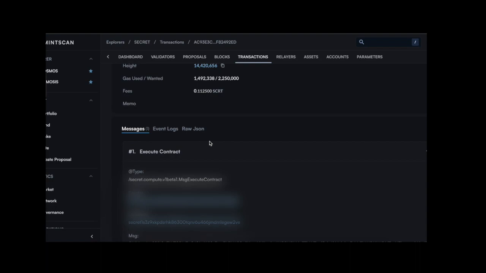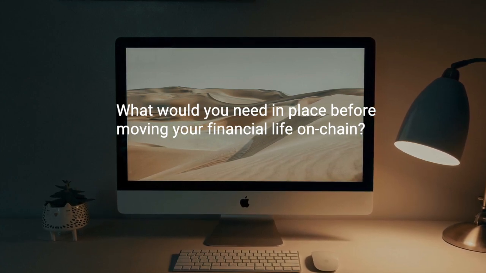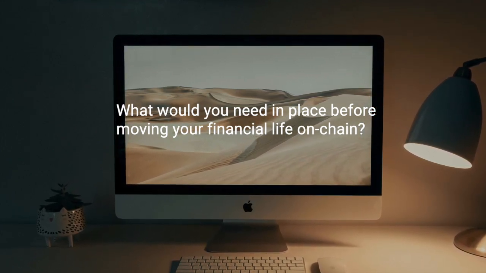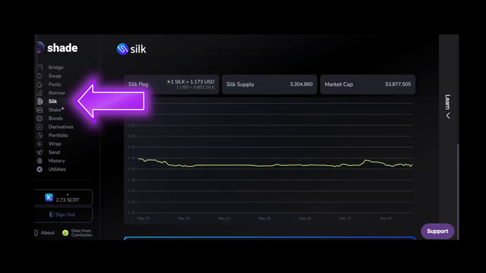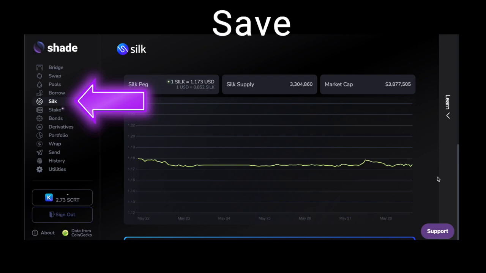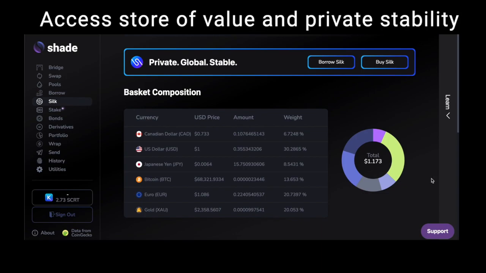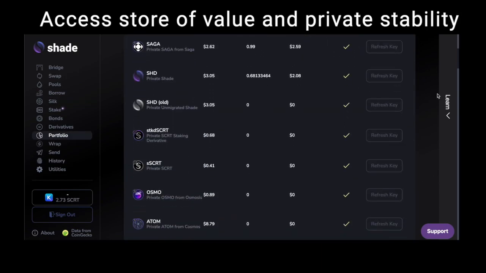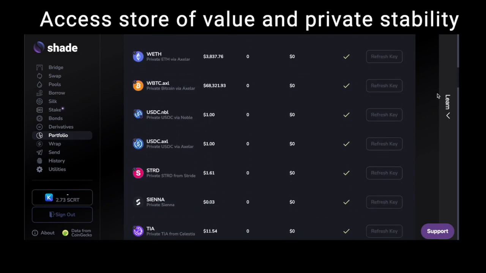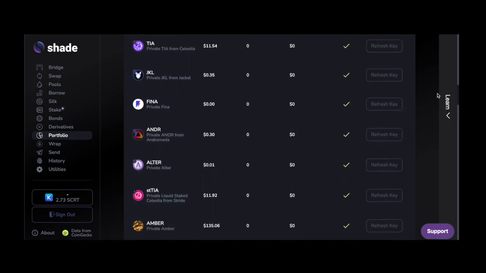That's the micro level. But let's go big picture again. What are the basic primitives that you would want to see in place in order to feel confident bringing your entire financial life on chain with privacy? Well, first, you'd want to be able to save. You need mechanisms to store your wealth, and 2 aspects of that are complementary: stability and store of value. You need both of those monetary functions. And Shade offers a way to make that happen with store of value tokens, top tier assets, as well as the private stability that Silk offers.